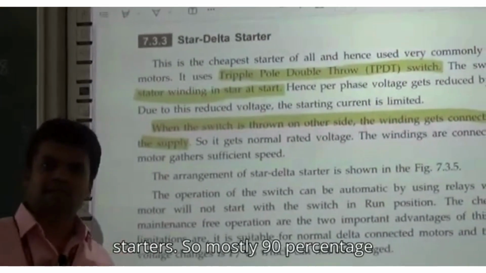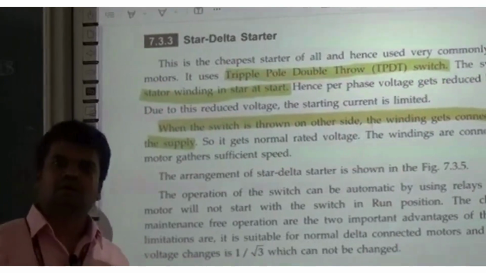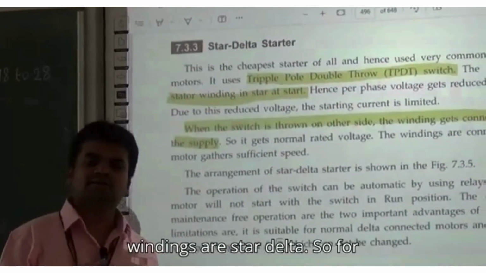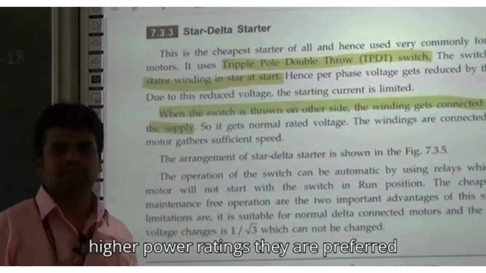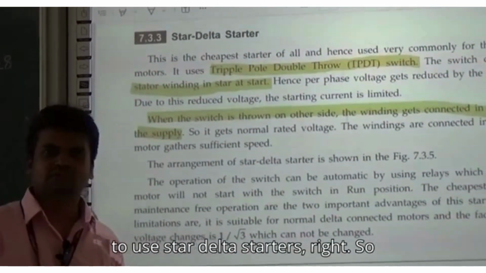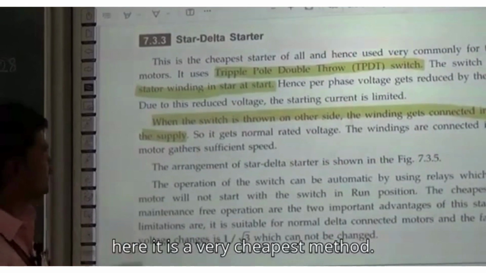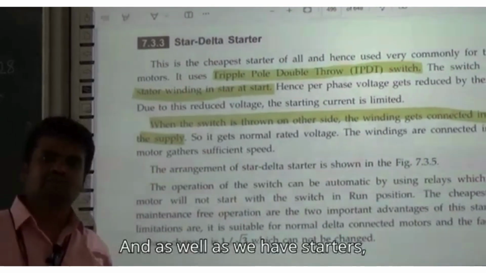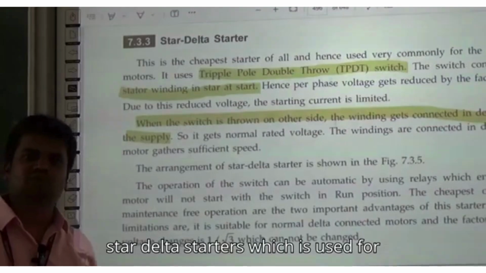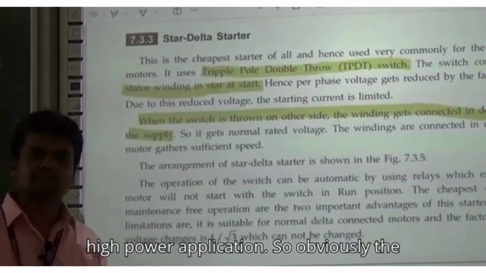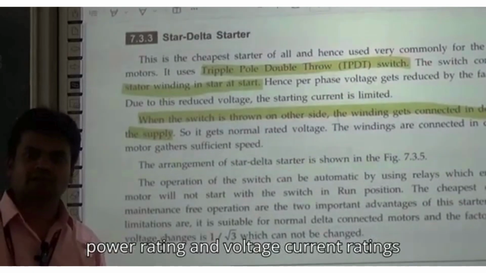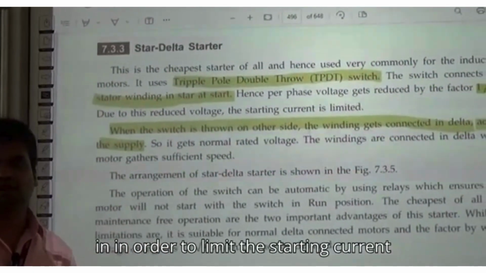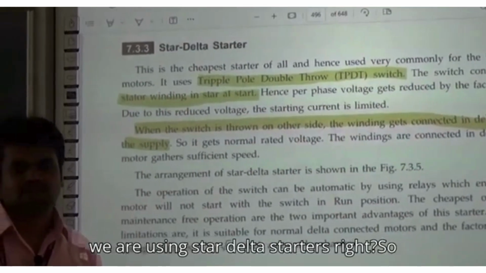Mostly, in 90% of induction motors, the windings are star delta. For higher power ratings, they prefer star delta winding, so we are going to use star delta starters. It's a very cheap method, and star delta starters are used for high power applications. Obviously the power rating and voltage and current ratings are very high, so in order to limit the starting current, we are using star delta starters.